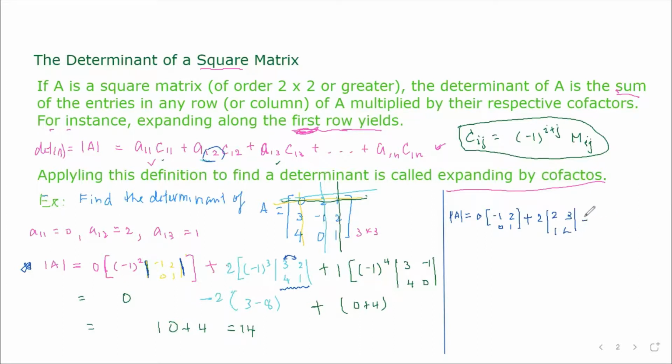Then plus this one, the 1, which is still there. And the determinant of this one did not change, because 1, 4 is an even position, so it stays the same and we don't need to swap. So this is like the determinant sign.